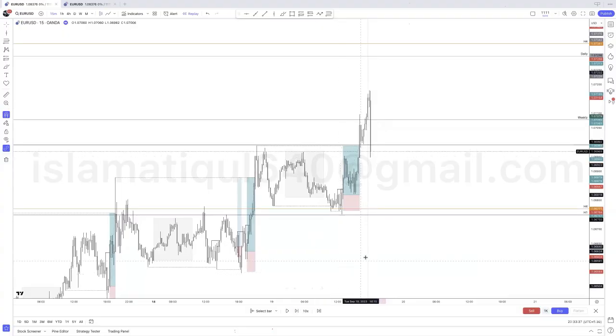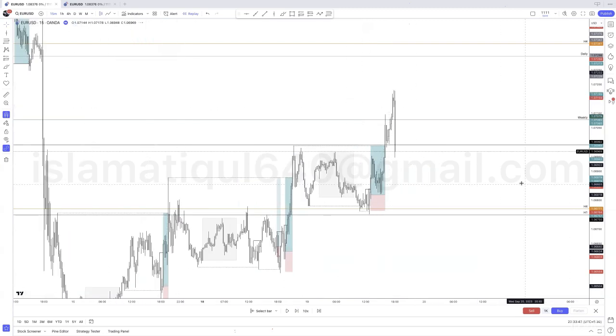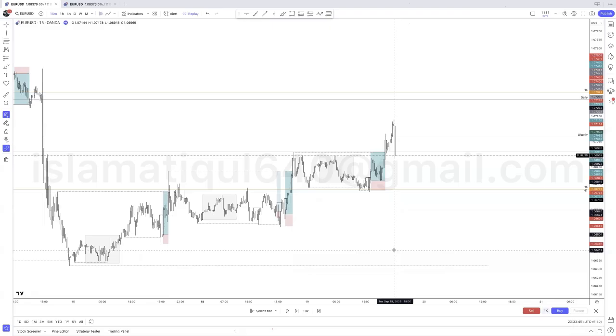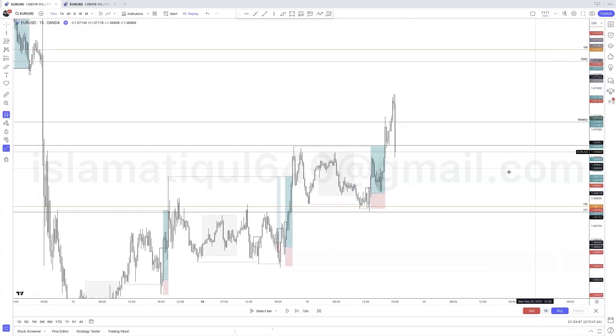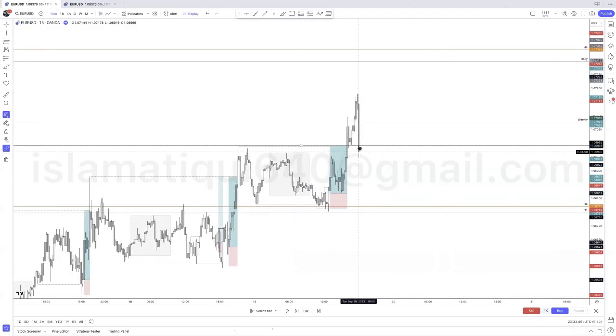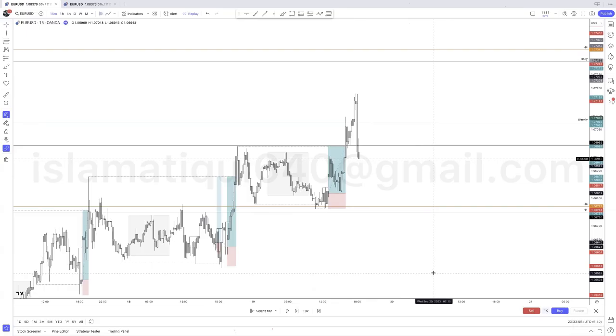A big drop. Big drop after clearing out this high. Did they clear out anything else? No. And they have broken through this. This was the resistance. They have once again made a big bearish candle right below it. Yeah, let's check H1.